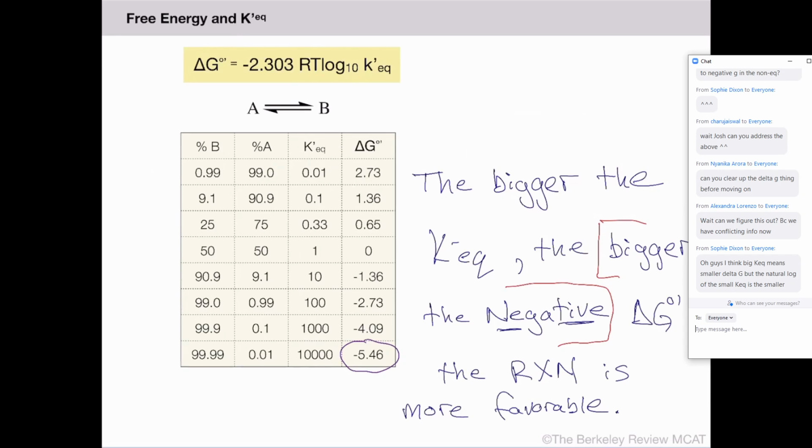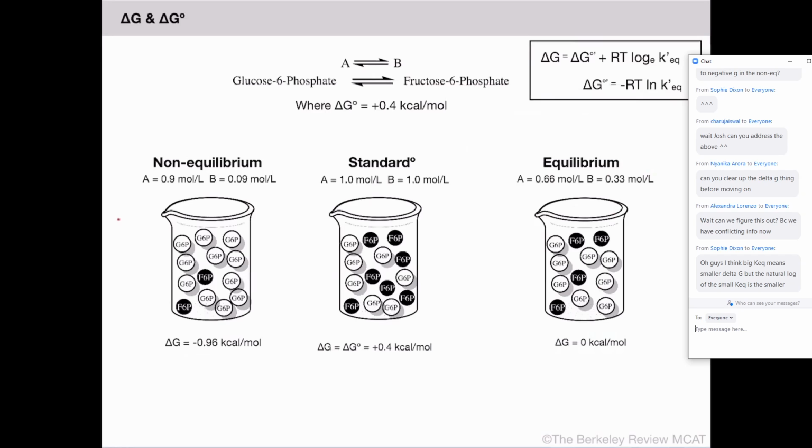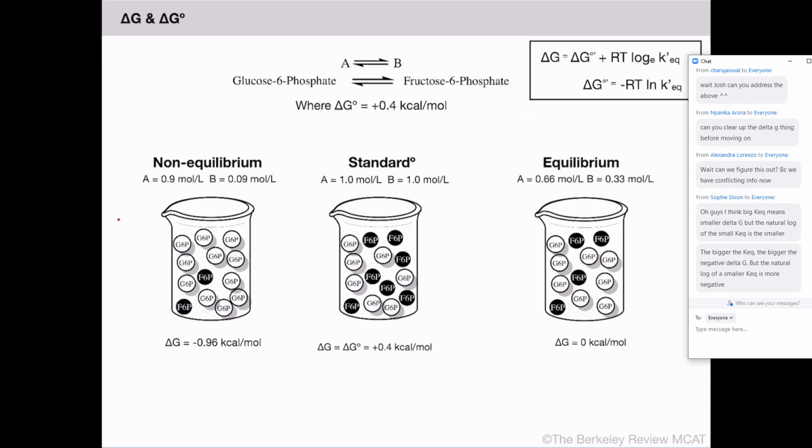Hi, sorry, can you hear me? Yeah. So, I think we all understand this. The bigger the KQ, the more negative the delta G. But then when you went into the following example, the non-equilibrium one, you were saying because it's a small KQ, it's a negative delta G, which contradicted the info you gave us on the previous slide. So now I'm confused.